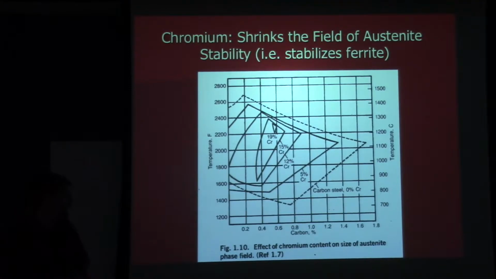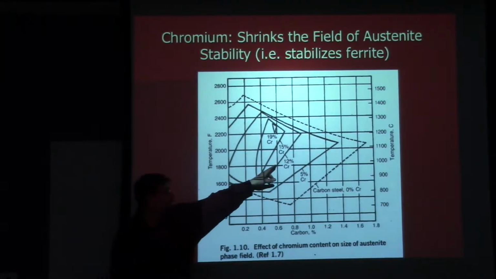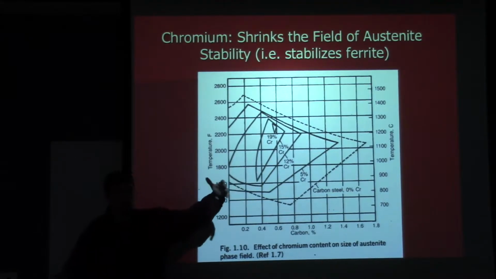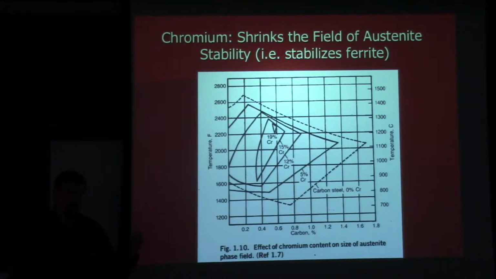But keep in mind that when you get chrome up over 12%, you're in the classification of steels that we call stainless steels. So this is very pertinent to that alloy grouping.